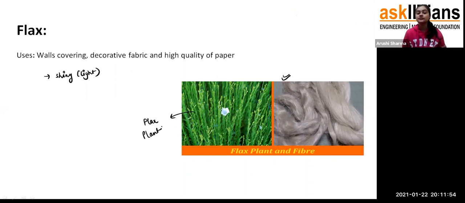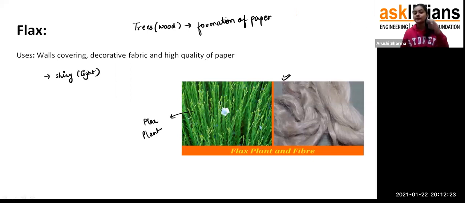And where we use it, we use it for wall coverings, decorative fabric, and high quality paper. When we prepare paper, you know this thing, student, that the tree part, that is the wood, is used for the formation of paper. That is why it is very important to use paper wisely. That means you should recycle the papers. If you want to write something, write in such a way that the whole paper is not wasted, because paper is made from wood, and trees give wood, and even plants are able to give wood in the form of small stems or something like that. So we get it for the formation of paper.